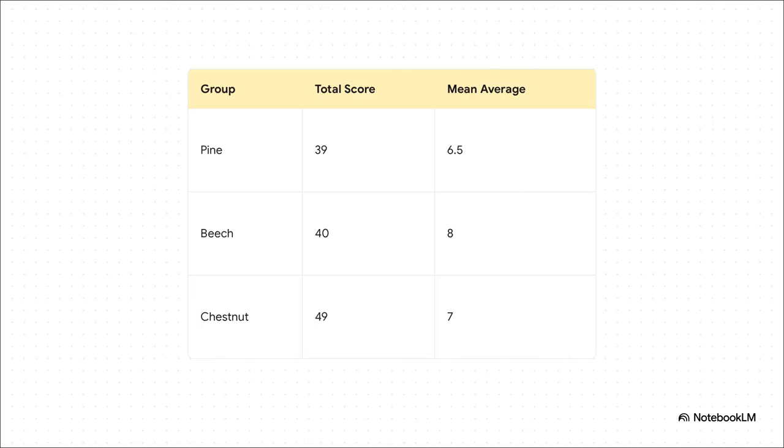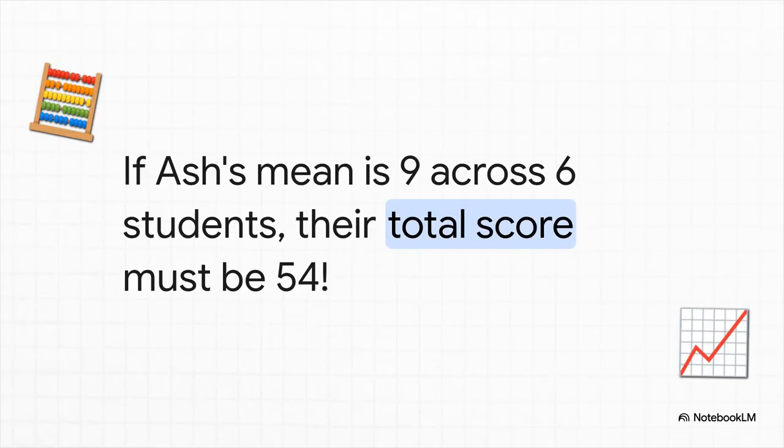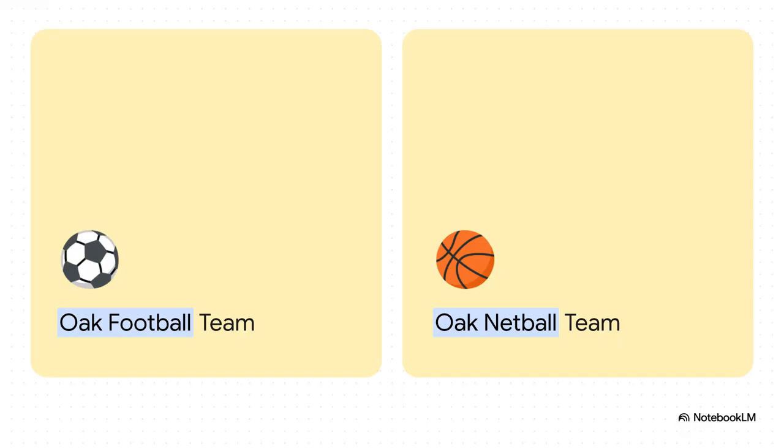Now, what's really interesting here is how the mean average lets us easily compare totally different groups. If Ash's mean is 9 across 6 students, their total score simply has to be 54. Let's see how this builds when we pit two completely different sports teams against each other.